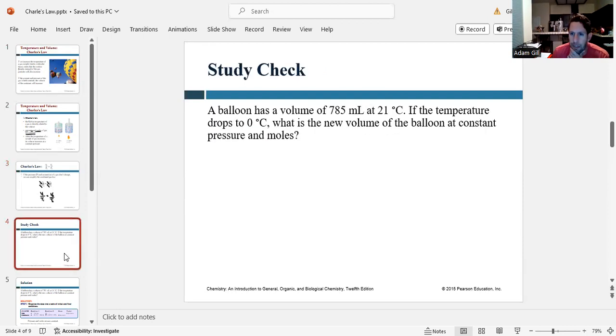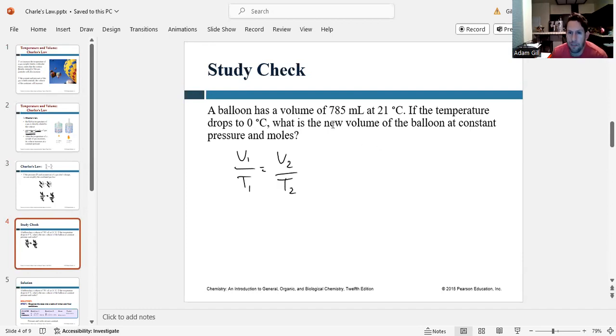Let's do a practice problem. So a balloon has a volume of 785 milliliters at 21 Celsius. If the temperature drops to 0 Celsius, what is the new volume of the balloon at constant pressure and moles? So we're going to use Charles' law. V1 over T1 equals V2 over T2.